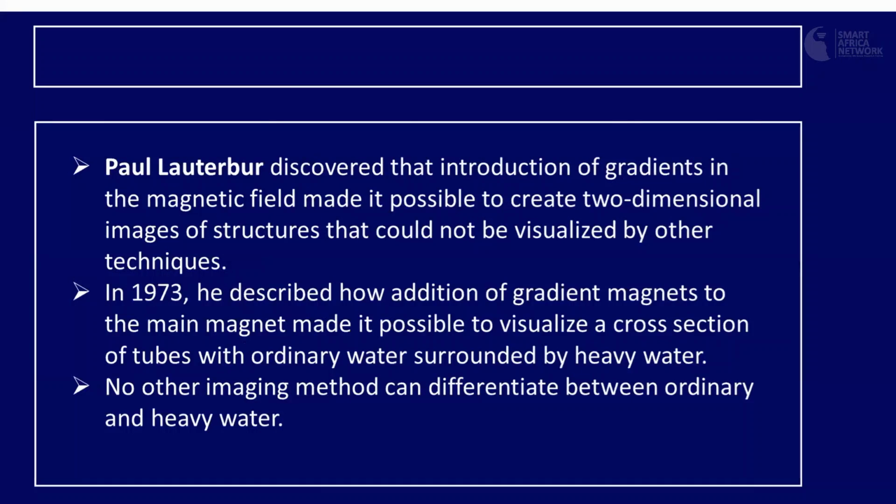Paul Lauterbur discovered the introduction of gradients in the magnetic field, which made it possible to create two-dimensional images. So with the gradients, he was able to visualize a cross-sectional image of ordinary water surrounded by heavy water. So in essence, he was able to distinguish between heavy water and ordinary water.